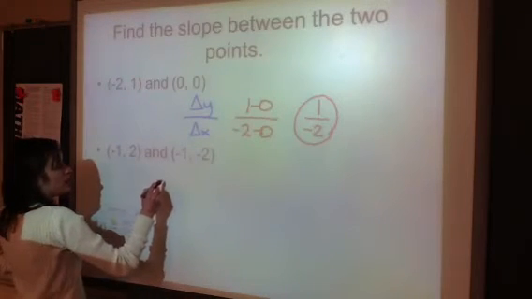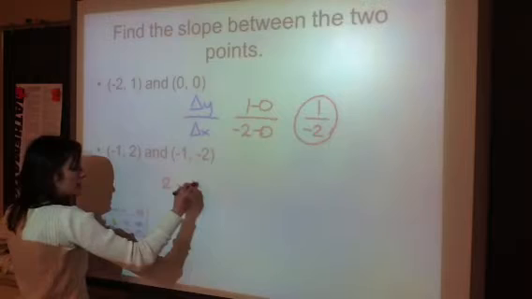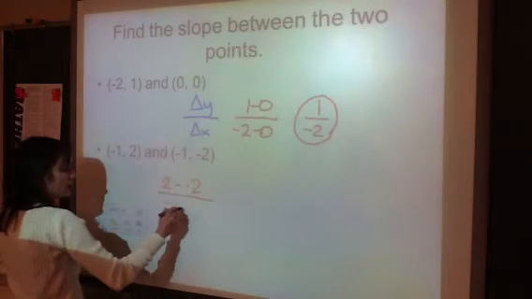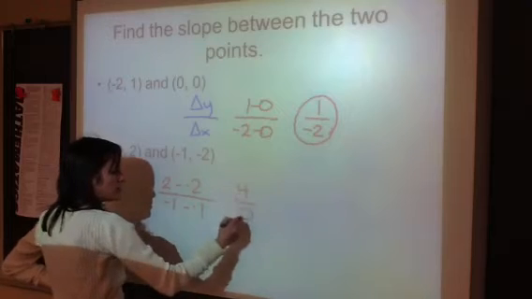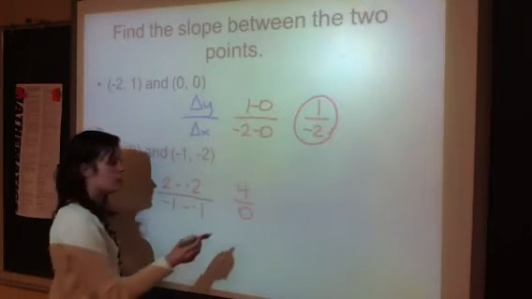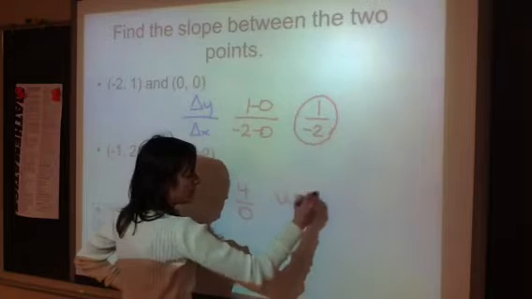So we got 2 minus negative 2 over negative 1 minus negative 1. So you have 4 over 0. Can you divide by 0? No. So you should say undefined.